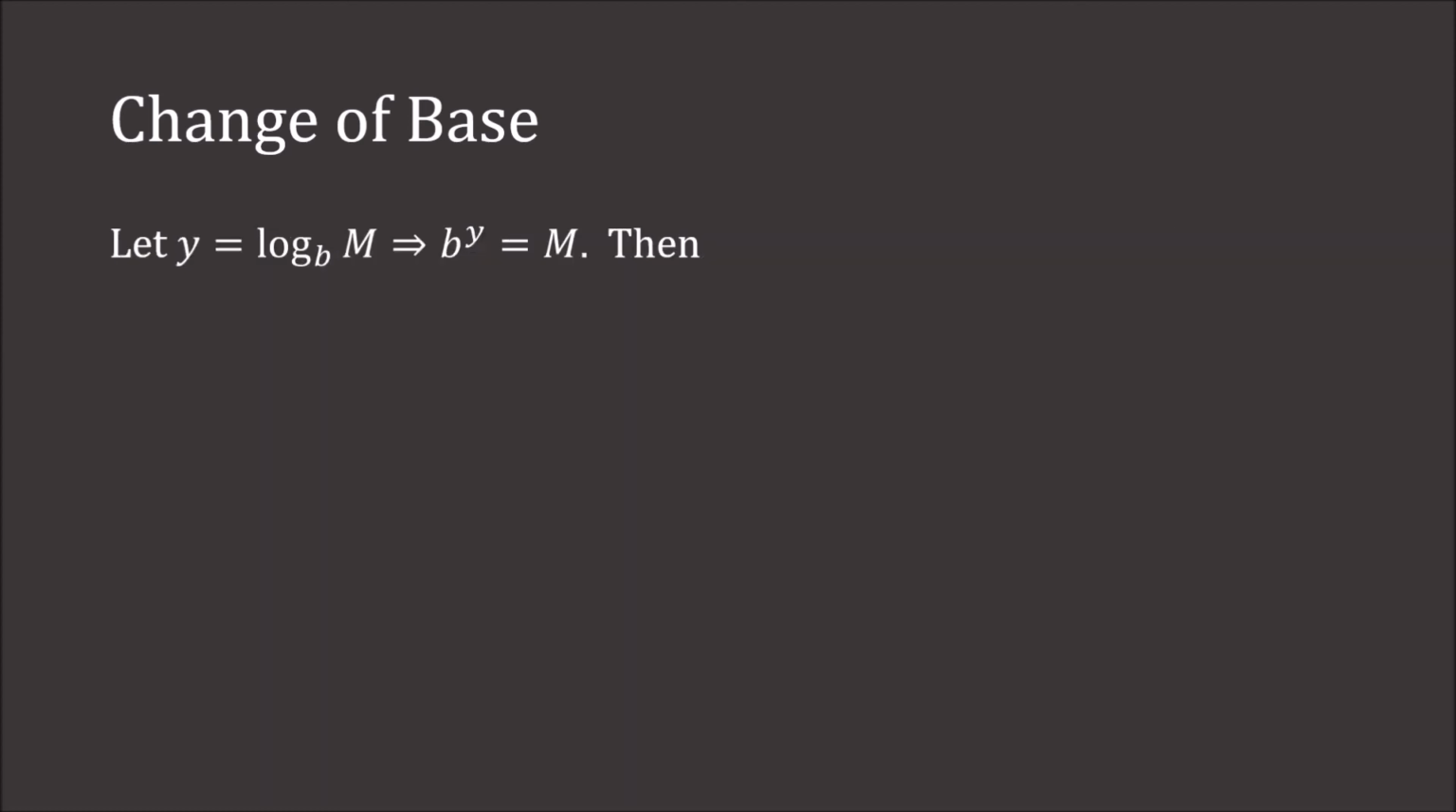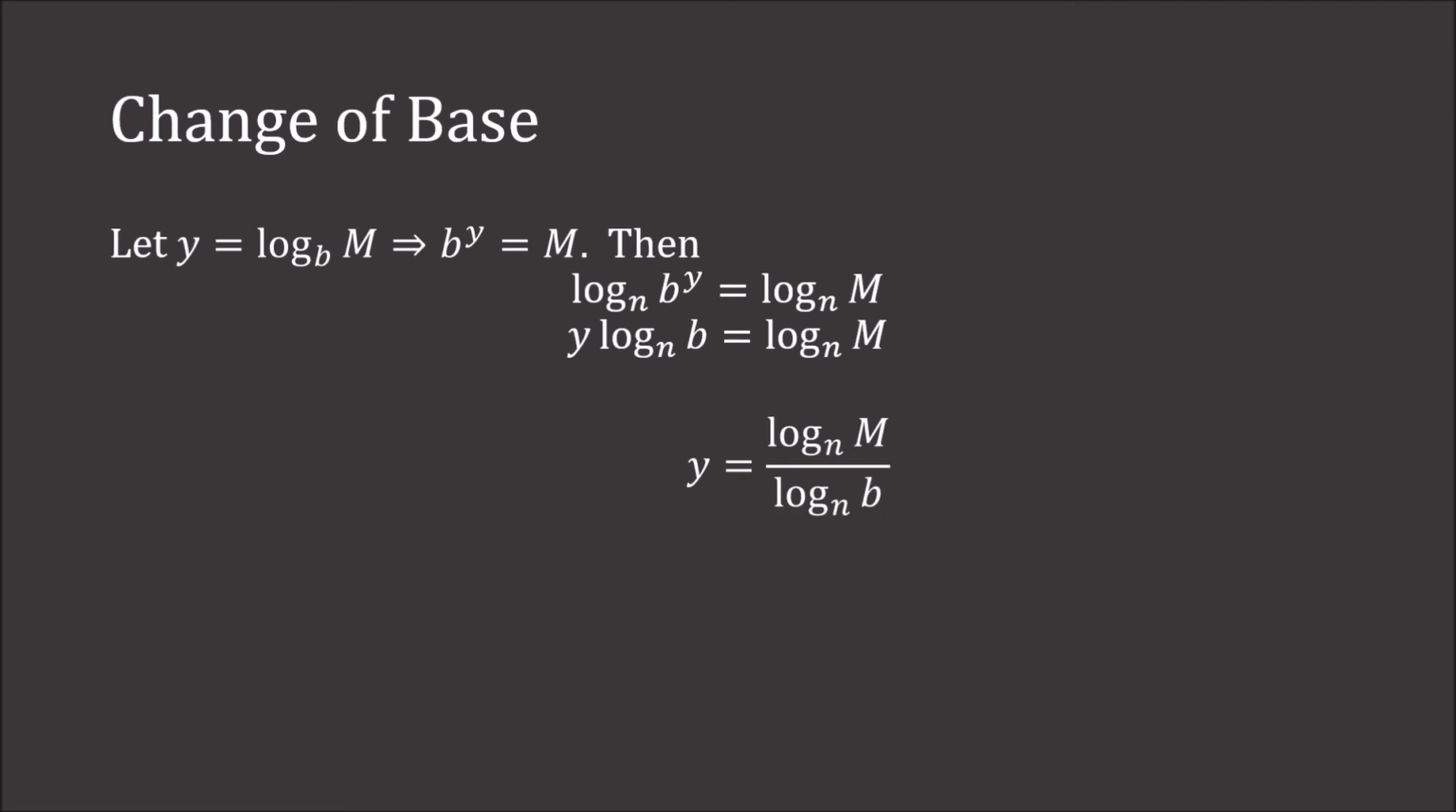So let y be log base b of m. This implies that b to the y would equal m. Then log base n of b to the y is equal to log base n of m. This means that y times log base n of b is equal to log base n of m. We can divide both sides, and we get y equal to log base n of m divided by log base n of b.